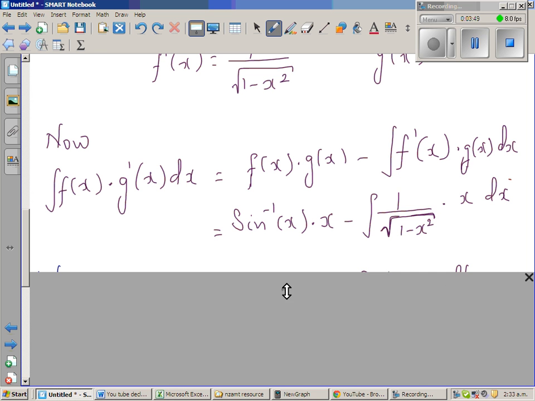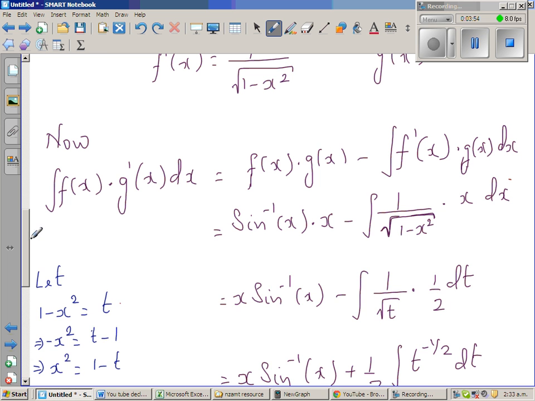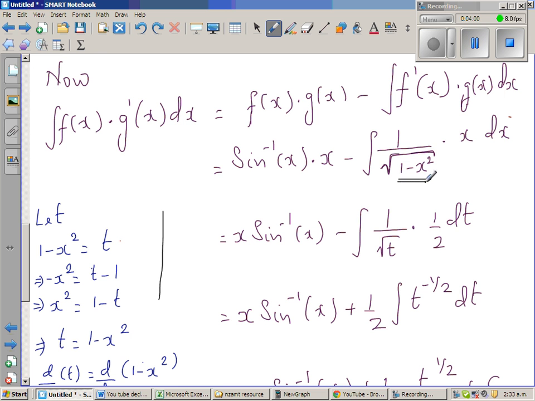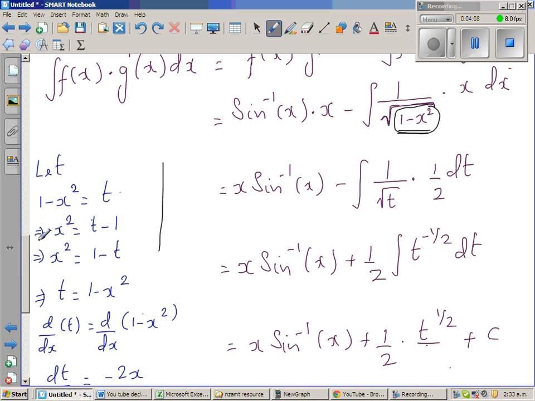Now to integrate this, let me remove the veil. I want you to look at this side. I have let the term inside the radical be t. So 1 minus x squared is t. So minus x squared is t minus 1, so x squared is 1 minus t. There was no need to write this step. So t is equal to 1 minus x squared.